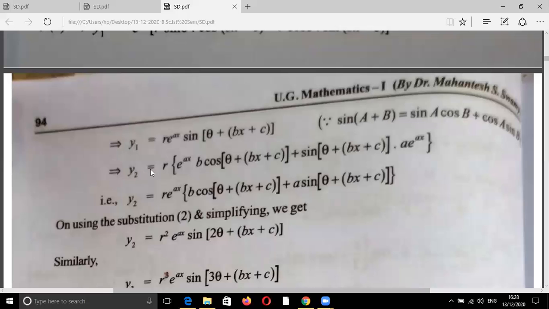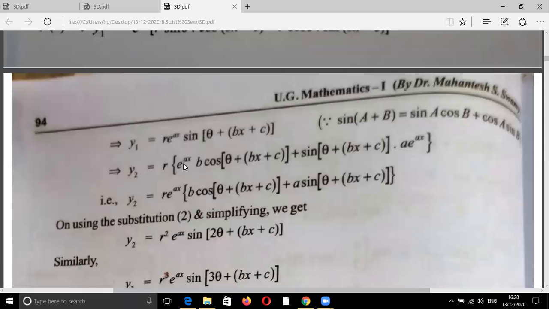Now again you have to differentiate this with respect to x. Here y2 equal to, you keep r as it is, and here you see e to the power ax is one term and sine of theta plus bx plus c is another term. Again you are getting the product of two functions. Now again you apply the same product rule and differentiate.